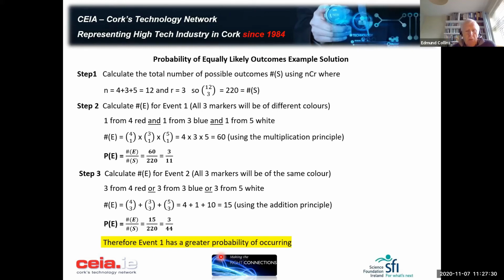So in summary, therefore, event 1 has a greater probability of occurring. Again, there's quite a bit in there, but when you break it down, I think it's important to break it down into steps when you're trying to solve a problem. It helps to improve your understanding of the subject and the techniques.